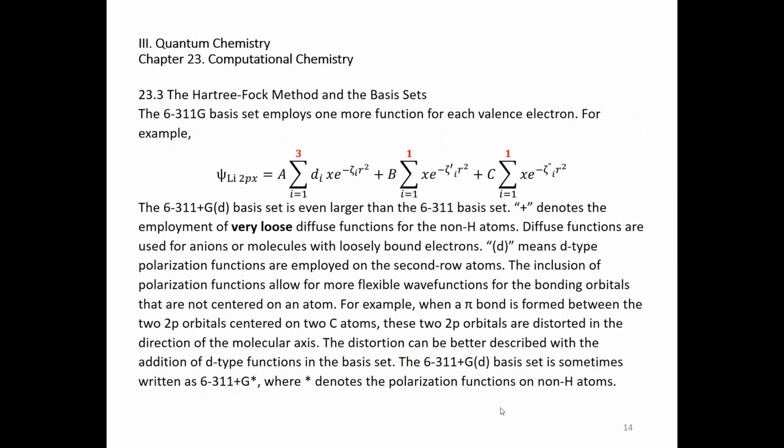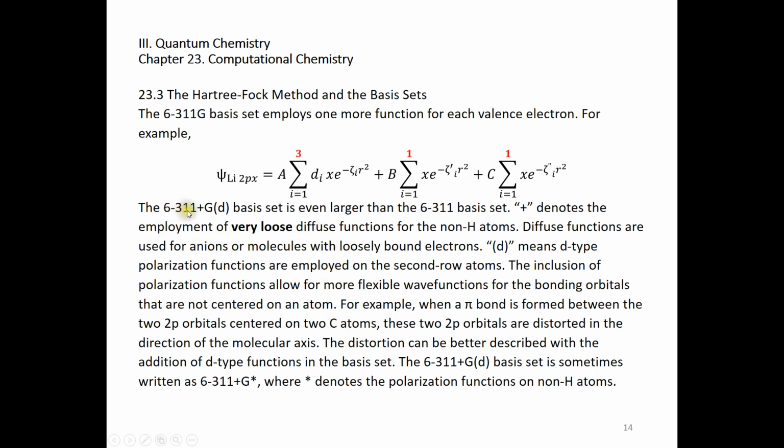We can use a larger basis set to describe the electron wave even more accurately. For example, 6-311G. Well, in this case, we'll just use three linear combinations for each valence electron. The first linear combination contains three Gaussian functions. The second one, only one Gaussian, and then another Gaussian. So this is how we make it more flexible. And then we can look up those coefficients. We can look up those zeta values from the database. The value of A, B, and C should be optimized in the actual Hartree-Fock calculations.